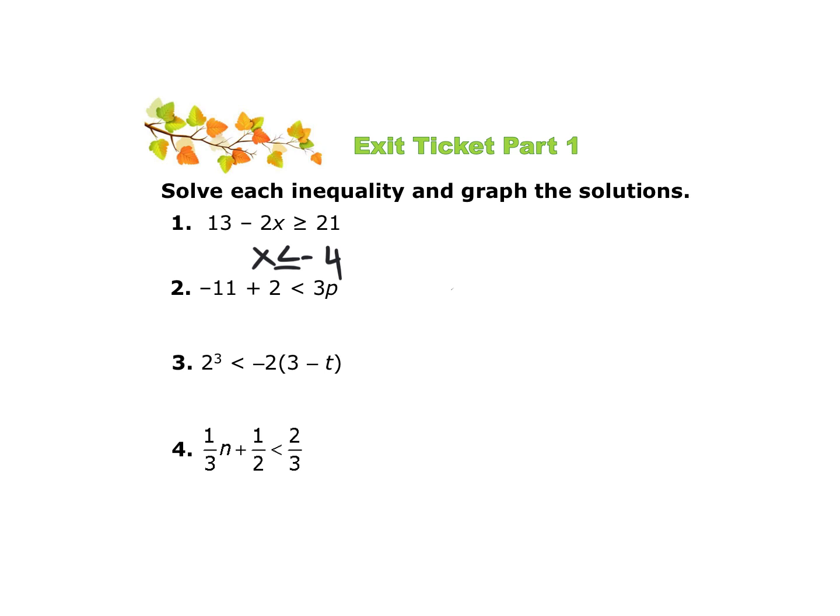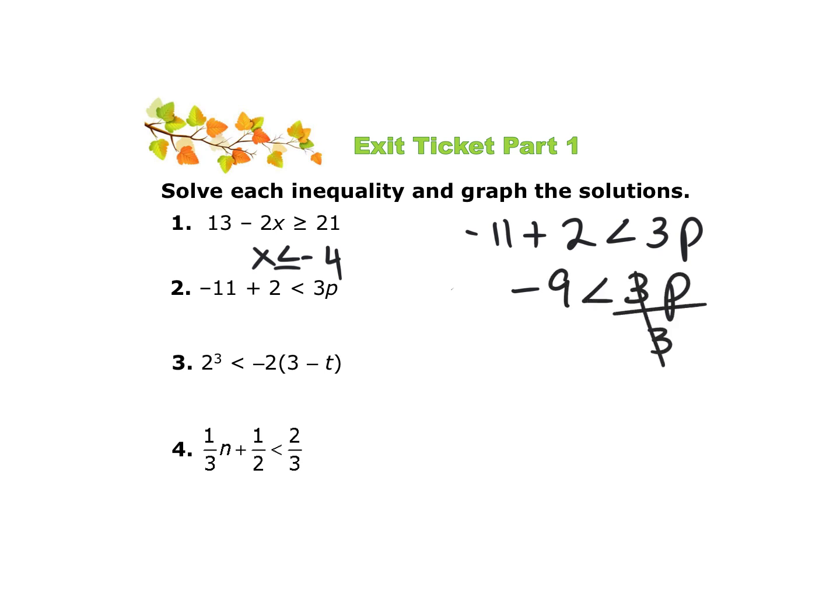Okay, so for question 2, I'm going to write negative 11 plus 2 is less than 3p. So all I really need to do at first is combine the negative 11 with the 2. It's going to be negative 9 is less than 3p. I will divide both sides by 3, and it's going to be negative 3 is less than p. Again, I like to rewrite it with the letter on the left, so you can rewrite it as p is greater than negative 3. And either one is correct.